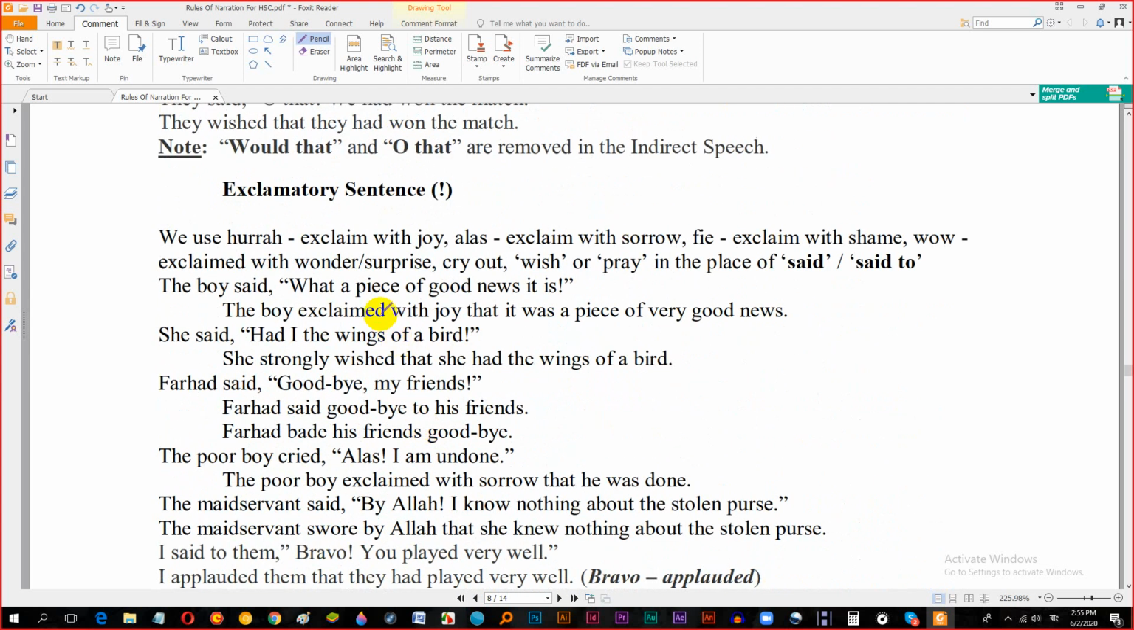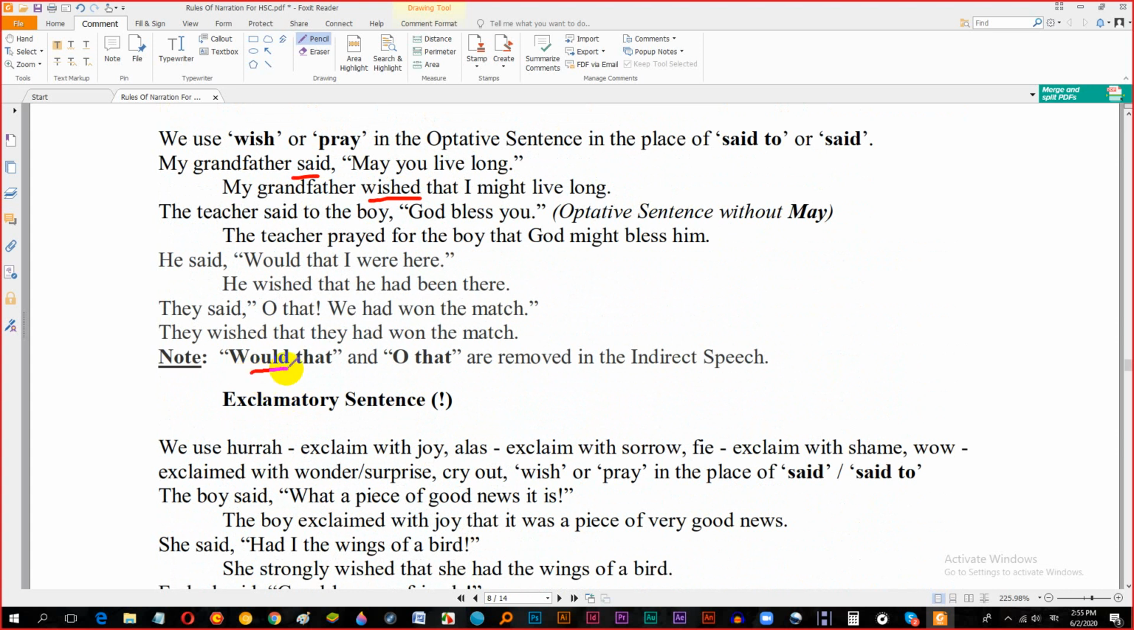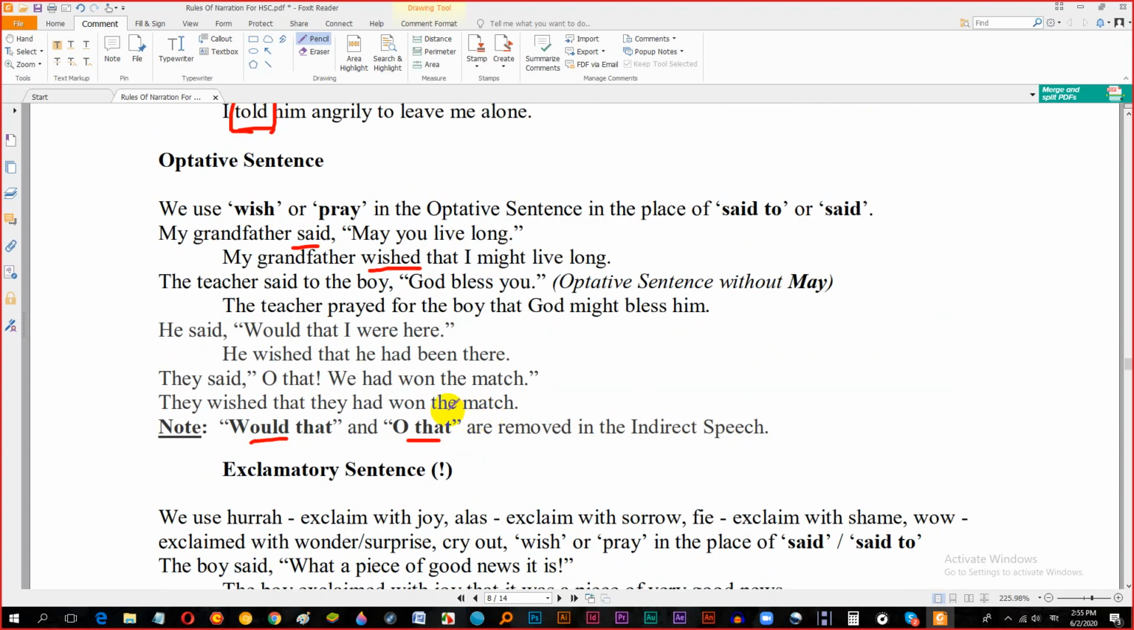Okay, then exclamation. Okay, then another thing: would that. So would that and oh that are removed in the indirect speech. So if we find would that, it also means wish. Would that also means wish. So if we find would that in a sentence, that is also an optative sentence, we will keep in mind, and we will use wished there, and we will remove this phrase would that.